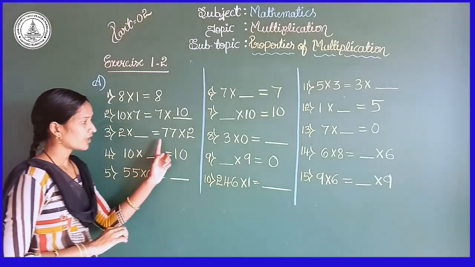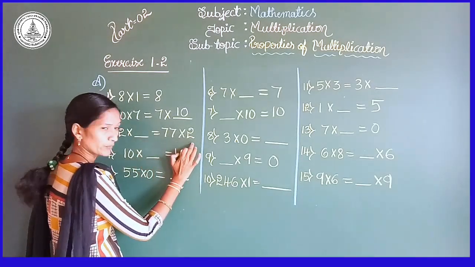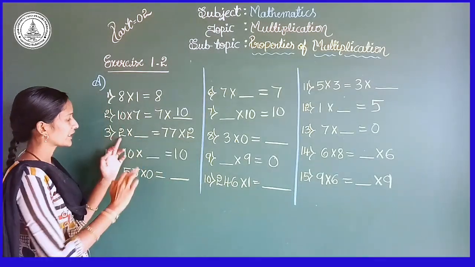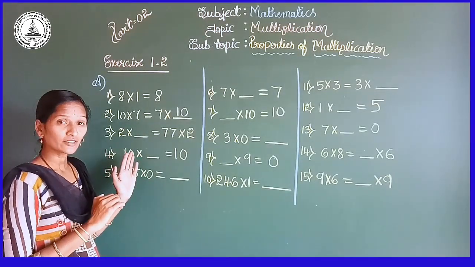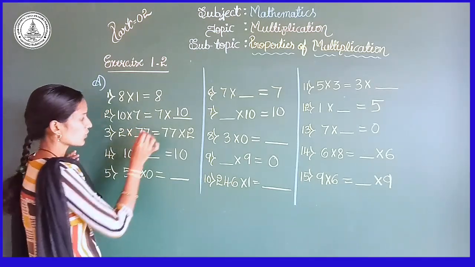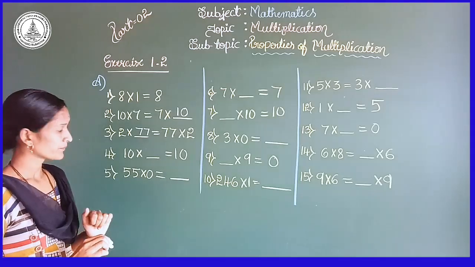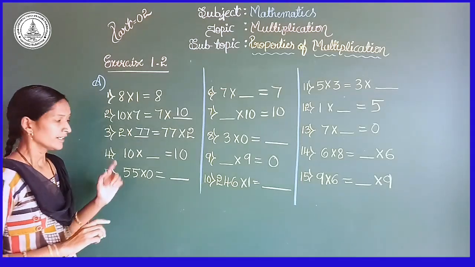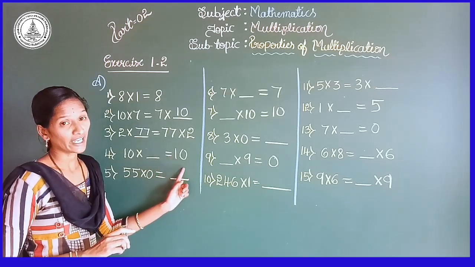So here all of you observe this part. 77 into 2. But here they gave 2 into dash. Which number are you writing here? That is 77. So this is also the first property of multiplication. Right? So come to the fourth one. 10 into dash is equal to 10.